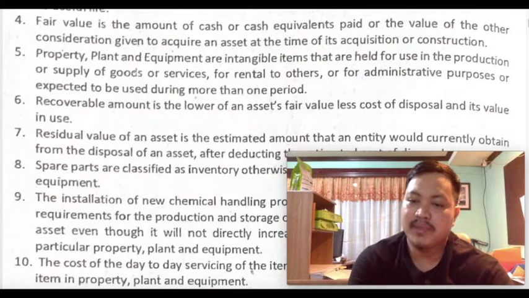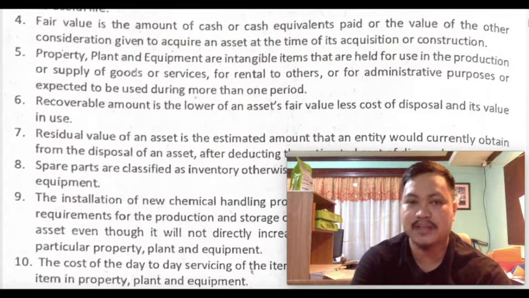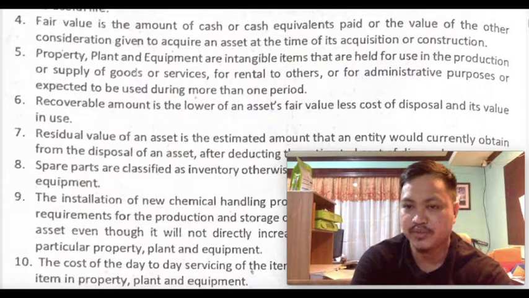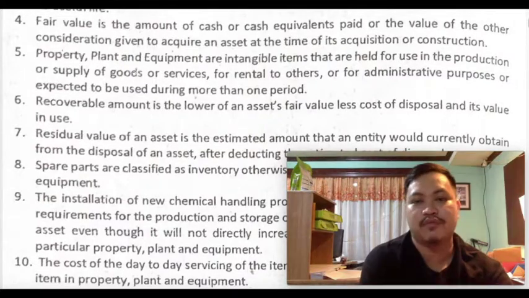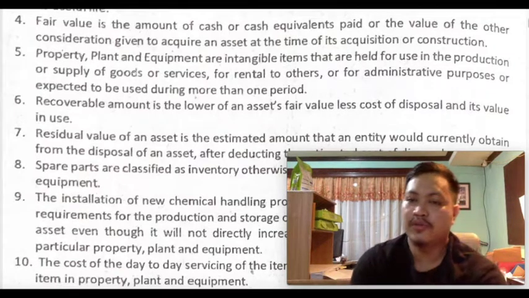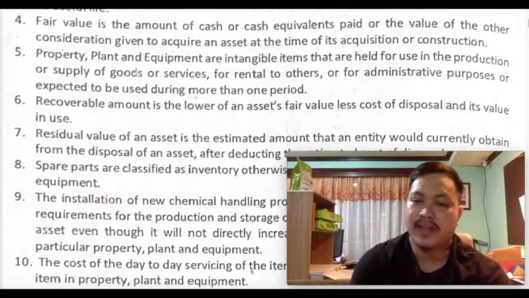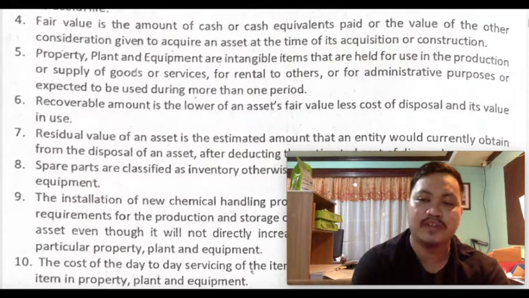So it does not mean that since an asset is tangible, automatically it would be classified as a property, plant, and equipment. You must also check the purpose as to why the entity holds such asset. If the purpose is to use the asset in the production or delivery of goods and services, or if it is to be used for rental to others, or for some other administrative purpose, whether it is used by the accounting department, HR department, or other administrative function.